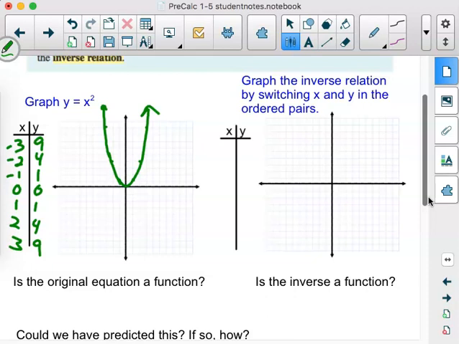All we have to do is literally switch the x's and the y's. That's all we have to do. So I take this list of y's and I put it over here for the x's. And I take all of my x's and I put them over here for y's. And we just switch the x's and the y's, which means we are swapping the domain and the range. And then we graph those.